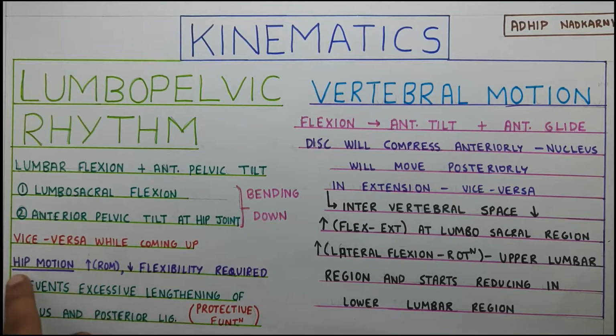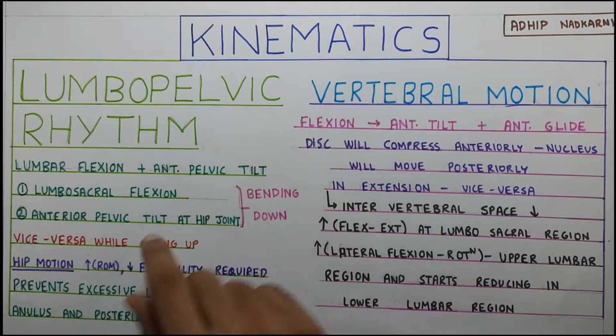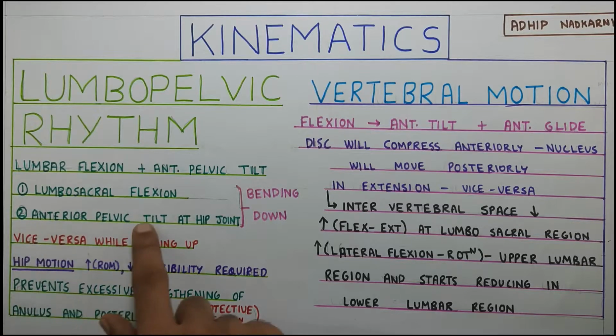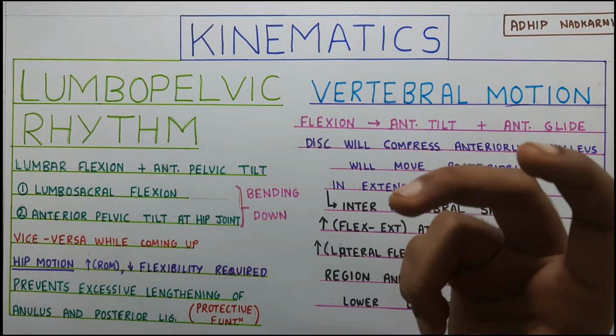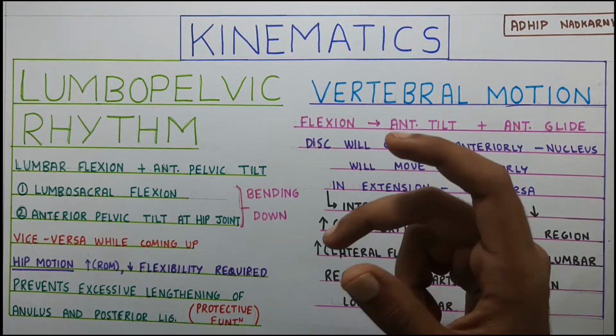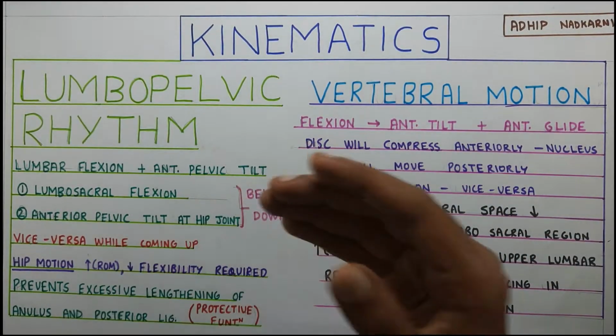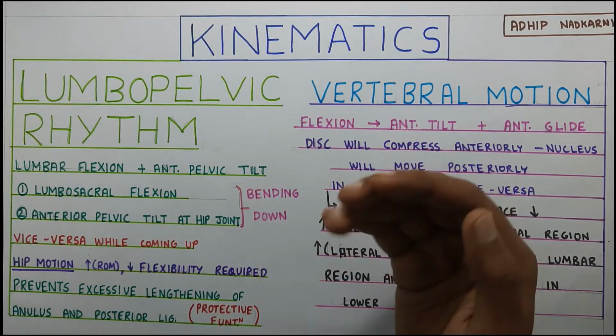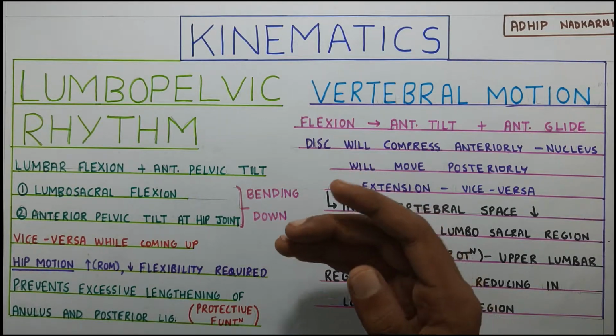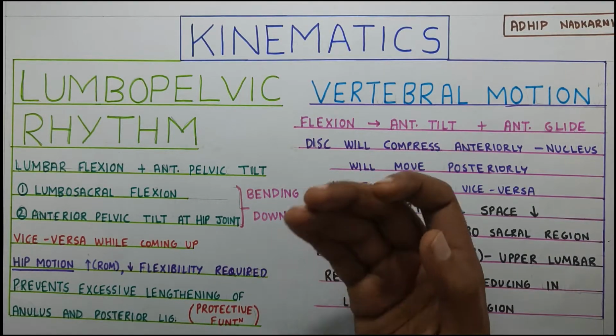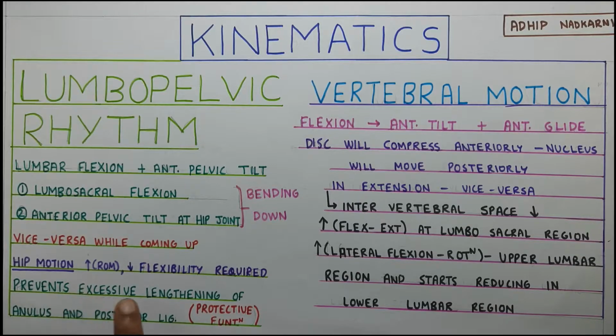So hip motion, if you see, will help you to improve the range of motion and reduce the flexibility that is required in the lumbar region. The hip motion is basically the anterior pelvic tilt I am referring to. So when there is a movement occurring at the hip joint, the lumbosacral flexion range that is required to go down is reduced because the anterior pelvic tilt is contributing to the flexion movement, right? It also prevents excessive lengthening of the annulus and the posterior longitudinal ligament.